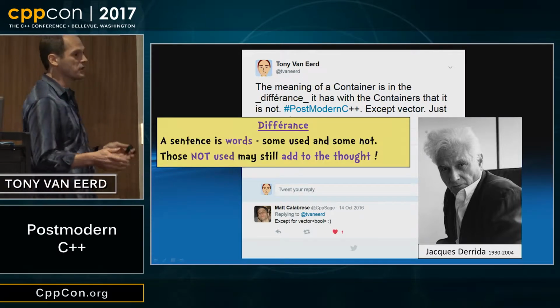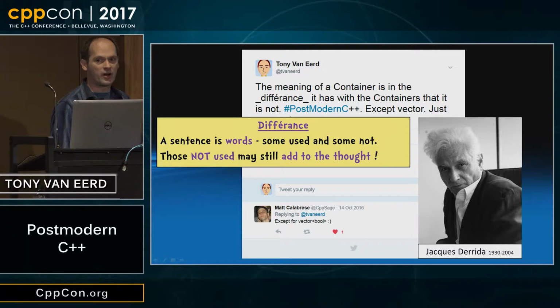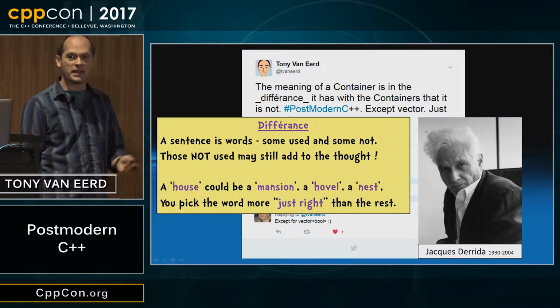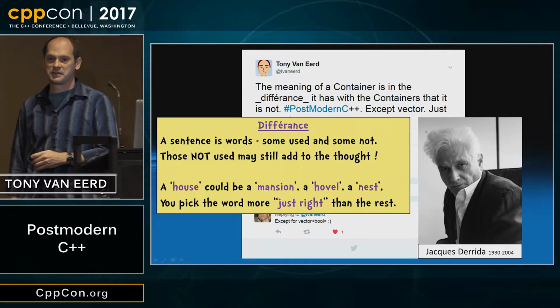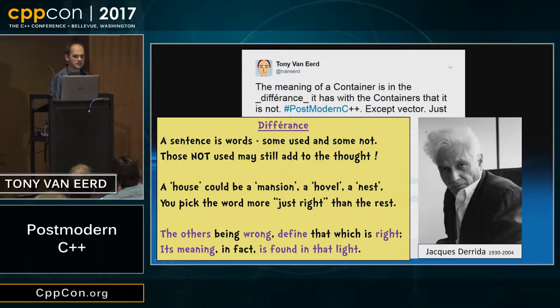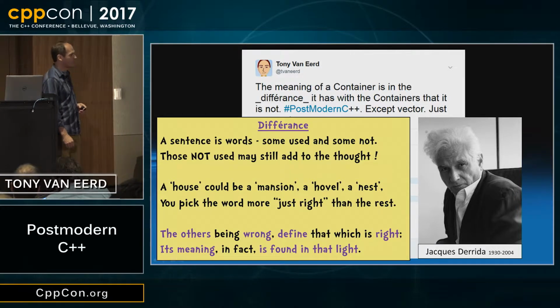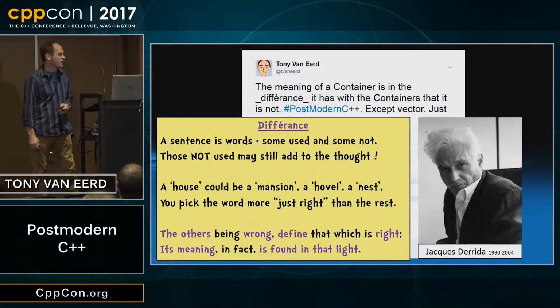A sentence is words, some used and some not. Those not used may still add to the thought. A house could be a mansion, a hovel, a nest. Whichever word you choose is just more right than the rest. The others being wrong define that which is right. Its meaning, in fact, is found in that light. That's différance. Is that okay?